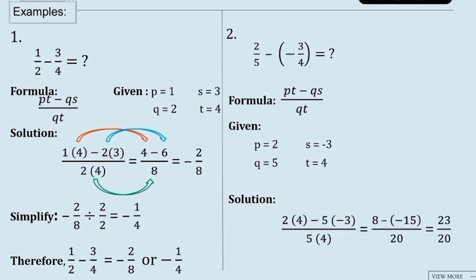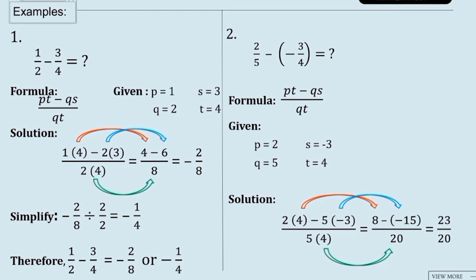Then substitute the formula. So our P is 2, T is 4, minus Q is 5, and our S is negative 3 over Q 5 and T is 4. Then multiply 2 times 4 is equals to 8, minus multiply 5 times negative 3 is equals to negative 15. And then 5 times 4 is equals to 20.